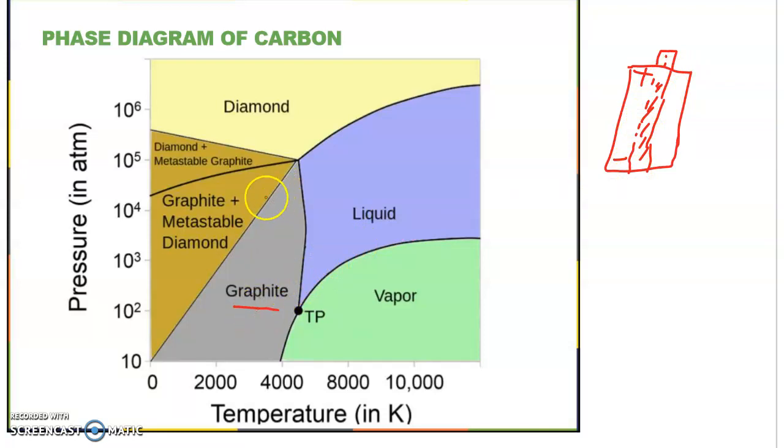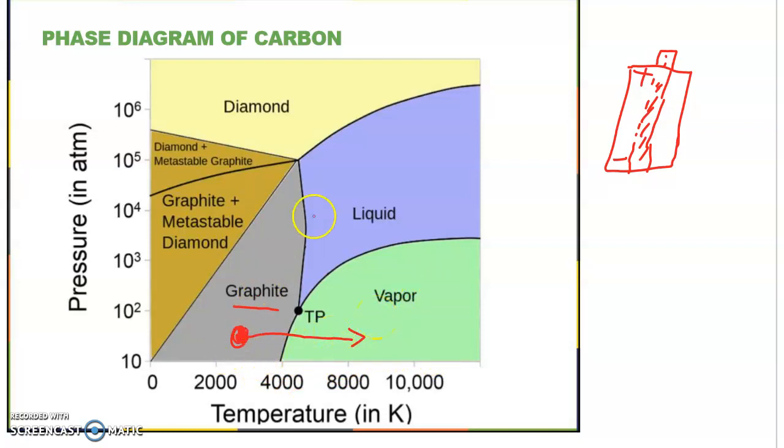Graphite, if you look around here, let's say we start from this point over here. How can I get graphite to become carbon vapor? Well, you can look at this. At the same pressure, you just have to increase the temperature. So now you can get into this phase, and that is vapor.